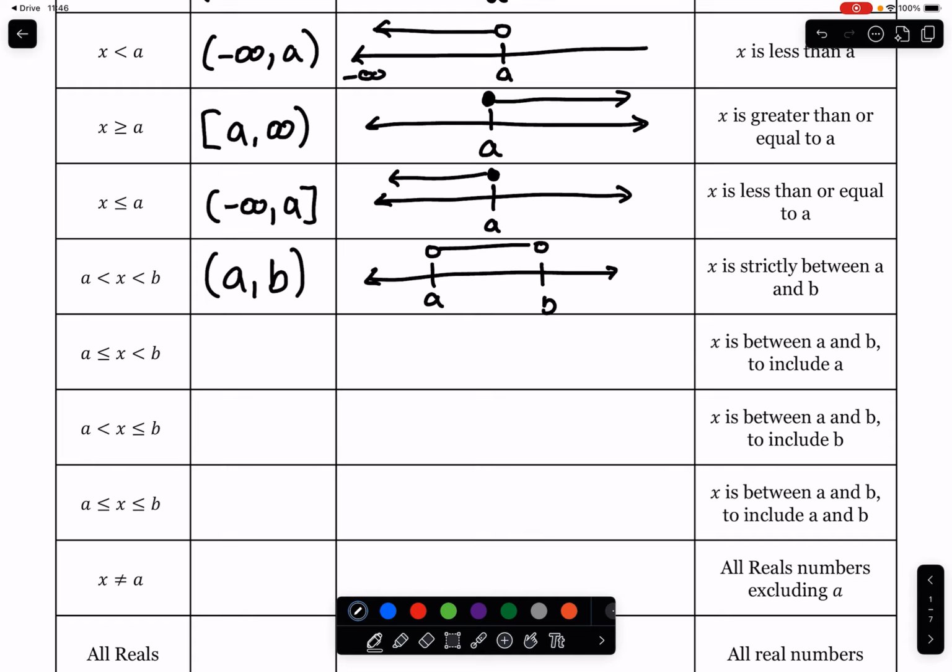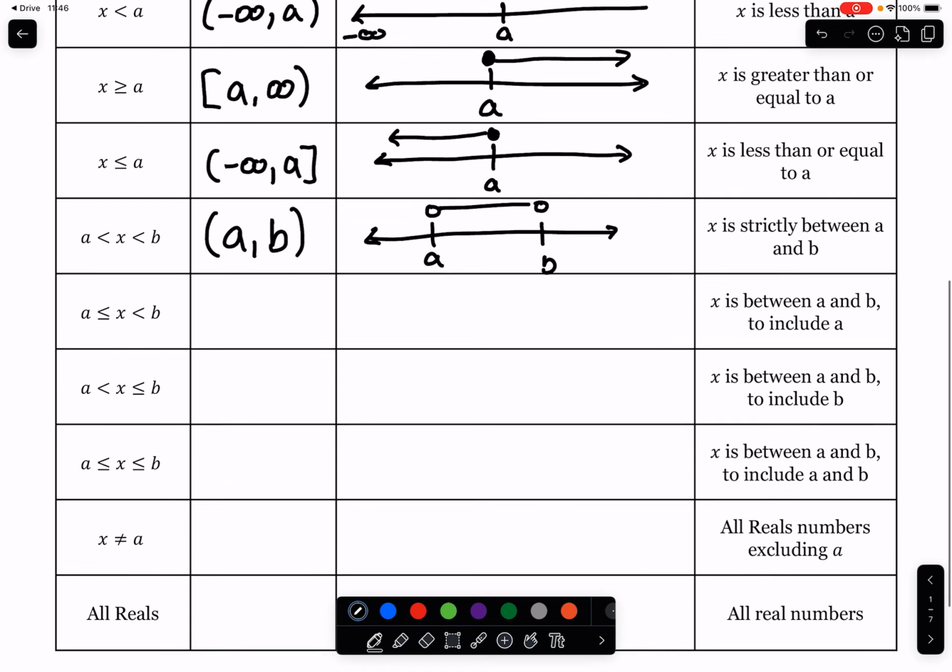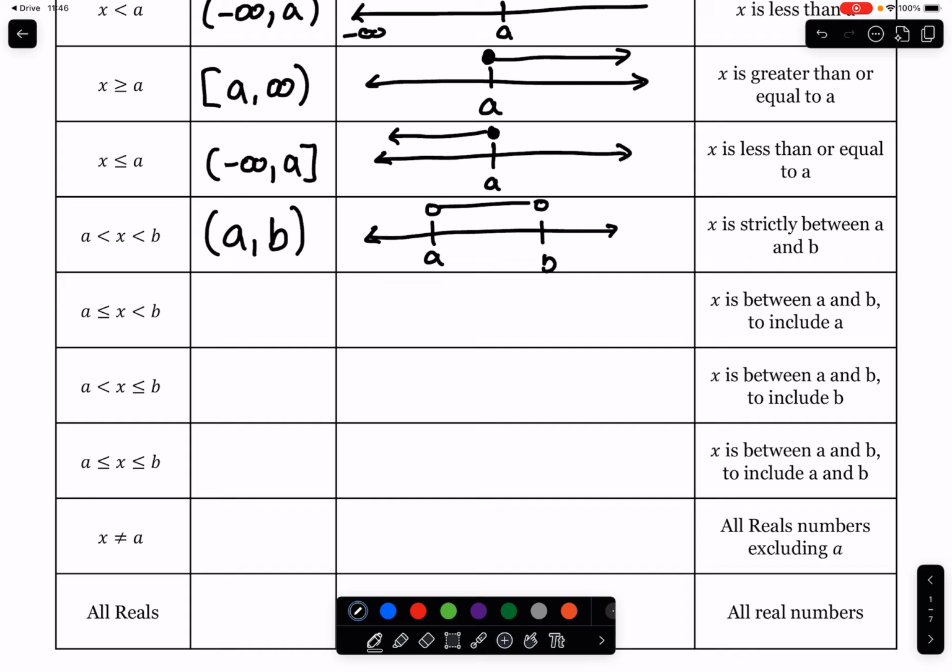Now in the second one, not only is x between the values of a and b, but it's also going to include the value of a, and the reason for that is because of the equal sign. So as an interval, the order stays the same as the top one, but at the endpoint of a, since it's included in the solution set, we'll use a bracket instead of a parenthesis. And as a number line, that will look like this.